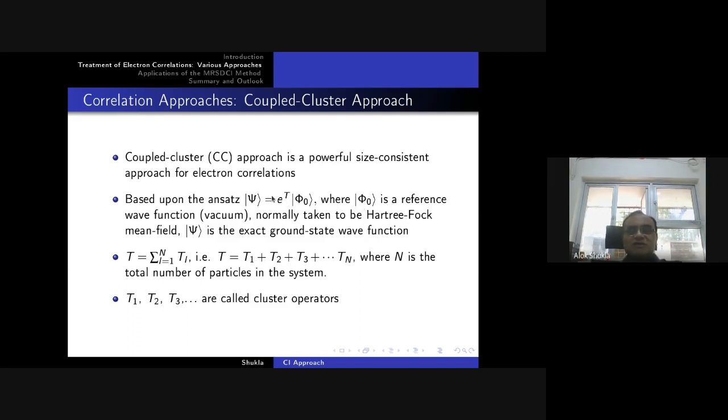And so here psi is related to phi naught by a non-unitary transformation. If we had e to the power it, then it would be a unitary transformation. So here we have a non-unitary transformation. And this T operator is called the cluster operator. Suppose we have n electrons in the system, it can have T1, T2, all the way up to Tn terms.